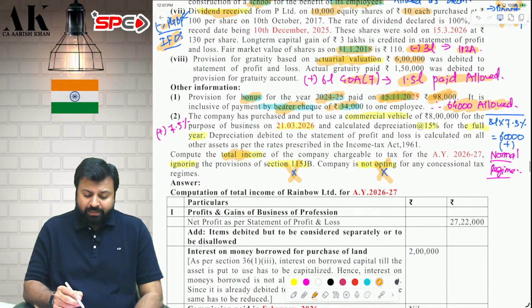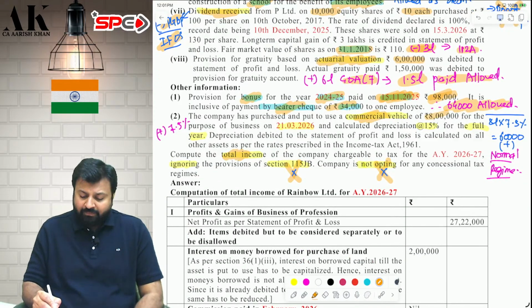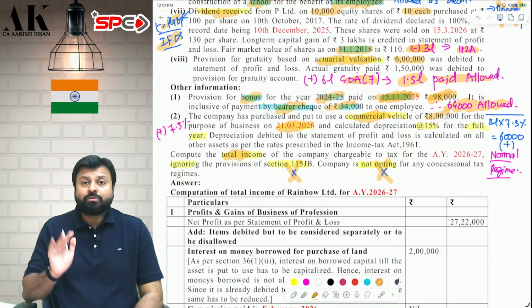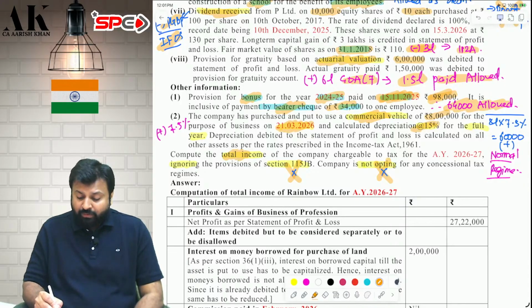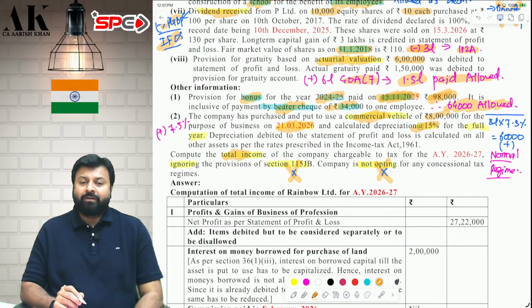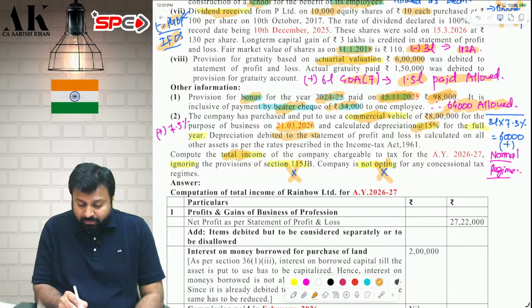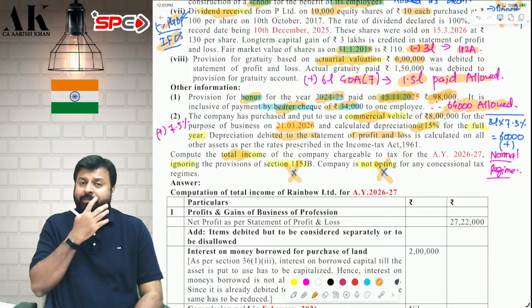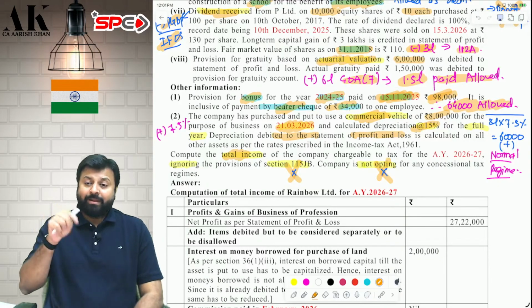Okay. Last but not least, you have purchased some commercial vehicle of 8 lakh rupees on 21st of March 2026, and you have claimed full depreciation of 15%, which is wrong. You cannot claim full depreciation. You can claim only half depreciation, and this is also debited to the statement of P&L. If this would not have been debited, then it would have been a different case. But you have debited that to P&L.